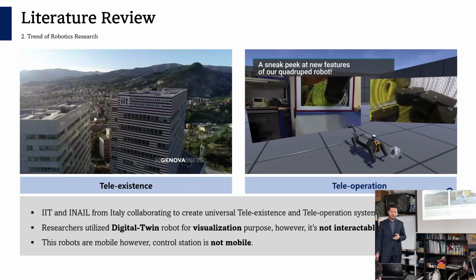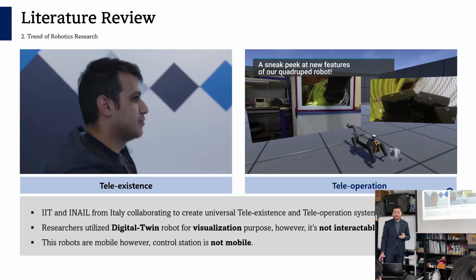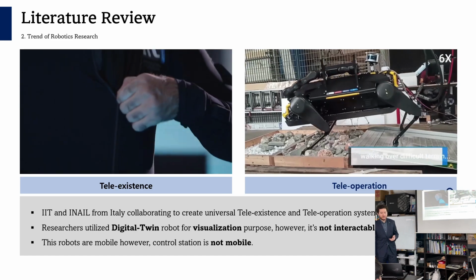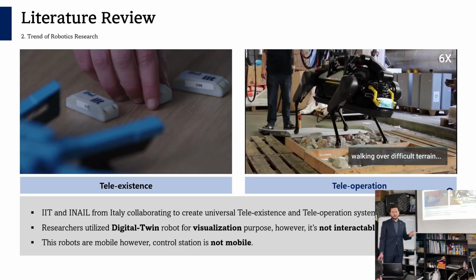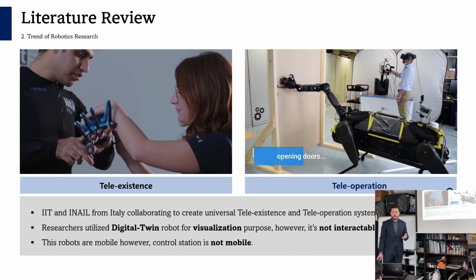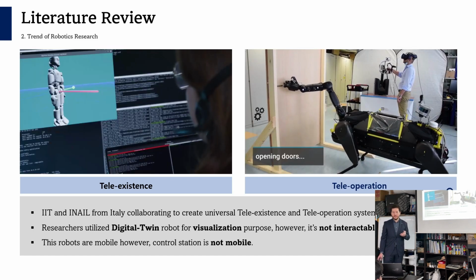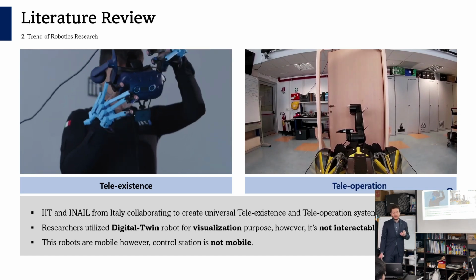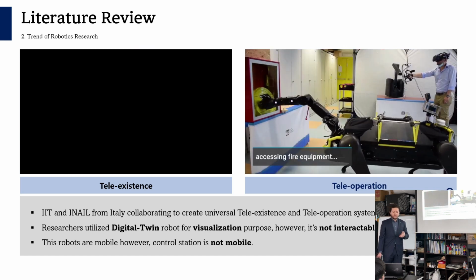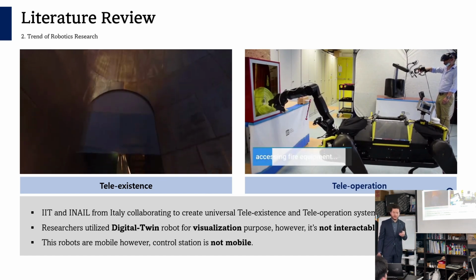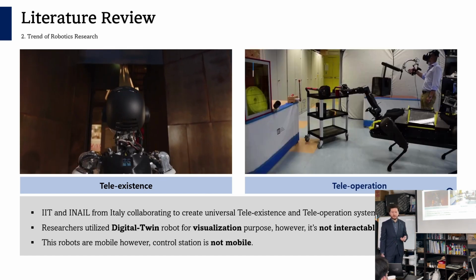Researchers from Italy collaborated to create a universal tele-existence and teleoperating system. Previously, at IIT University, researchers developed a hydraulic quadrupedal robot, and now they are also developing a mobile manipulator to attach to it, with a force feedback control sensing teleoperating device. Also, they utilize a digital twin for visualizing in a virtual reality application built in Unity.